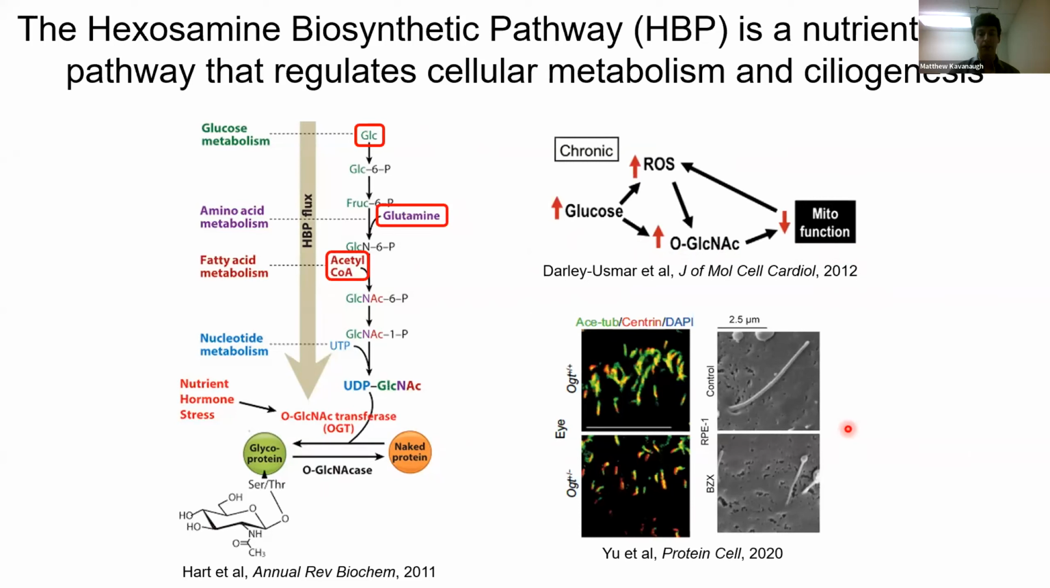Additionally, it's been shown that in both in vivo and in vitro systems, either genetic or pharmacologic inhibition of O-GlcNAc transferase's activity can lead to shortening of the primary cilia, the topic I'm sure some of us are familiar with, and its potential role in PKD pathogenesis.